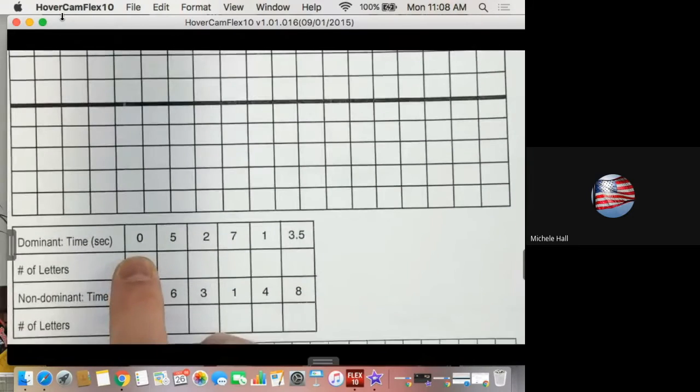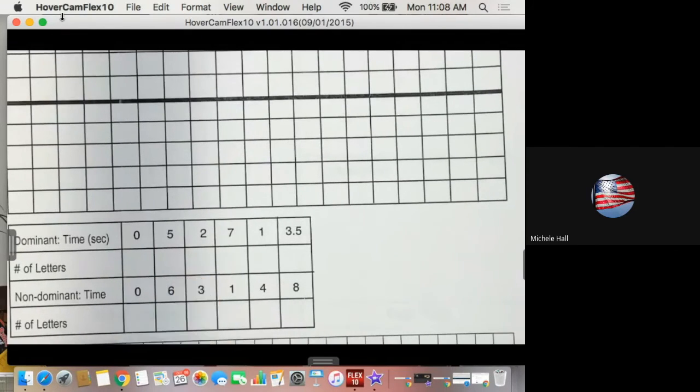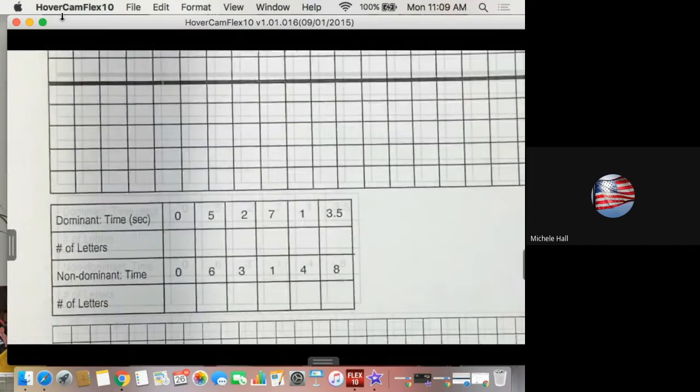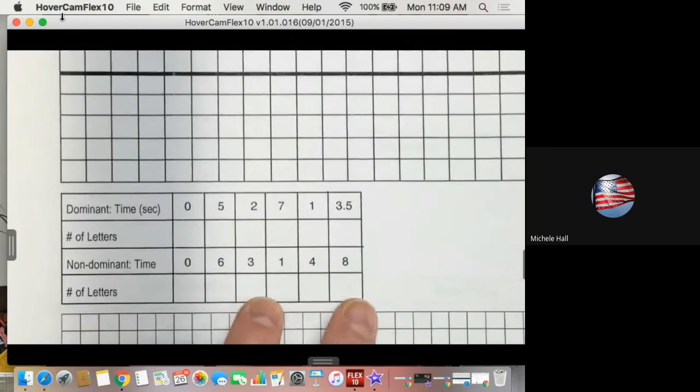I want you to fill it in. Don't say anything out loud. At zero time, how many letters did you have? At time five, which was the first test that we did, how many letters did you have? Keep going. On test two, how many letters? Fill that chart in. And then you want to go to your non-dominant hand and fill in those numbers here as well.